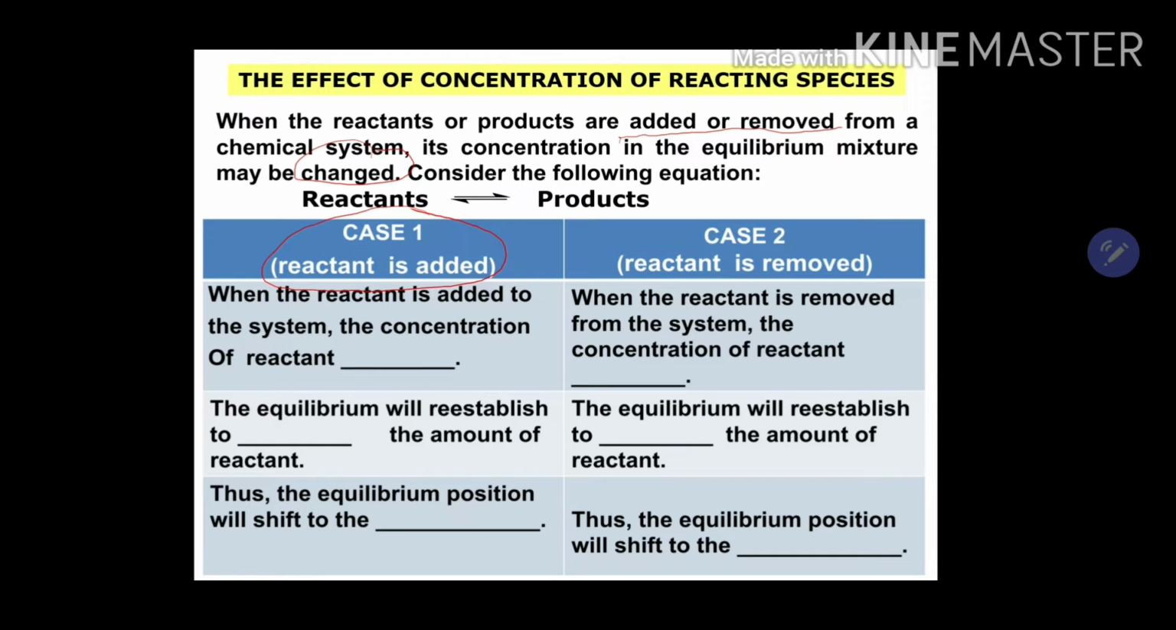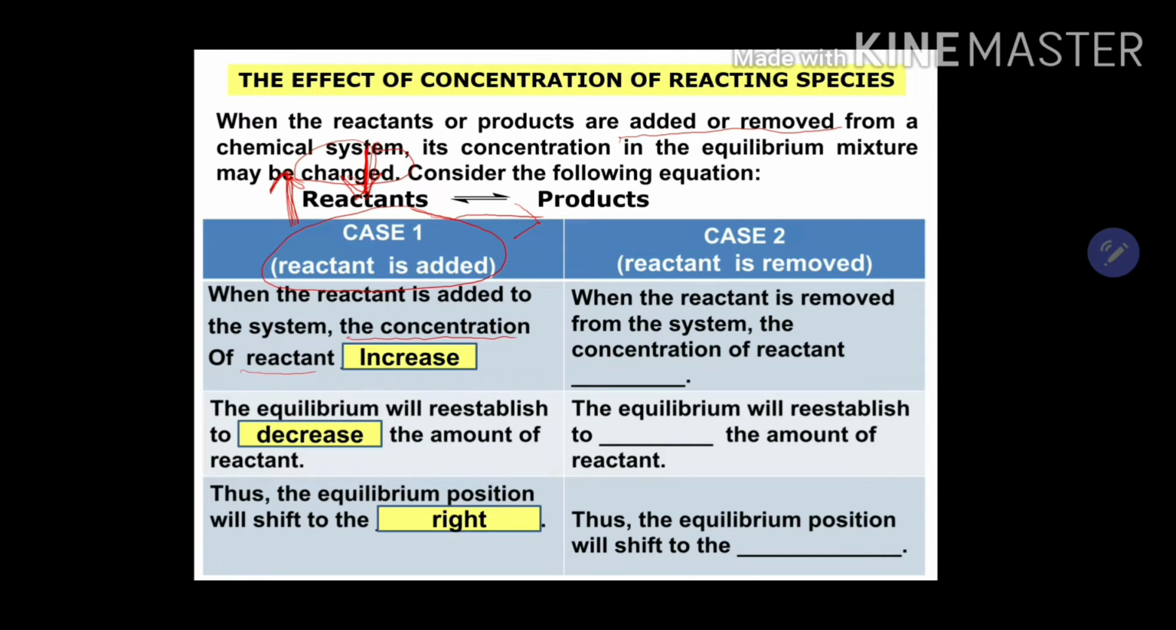When the reactant is added, what will happen to the concentration? The concentration of reactant will be increased because we add reactants. So the equilibrium will re-establish to decrease the amount of reactant, because adding reactant is the disturbance. Thus, the equilibrium position will shift to the right.